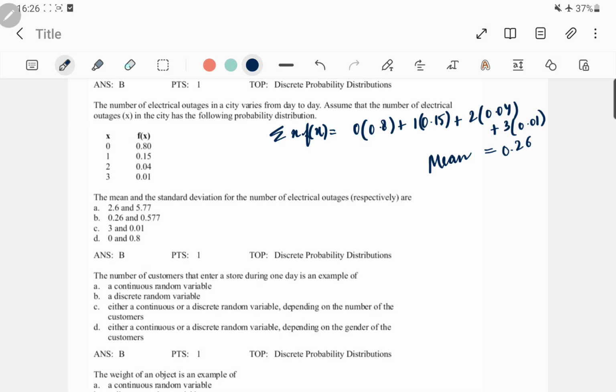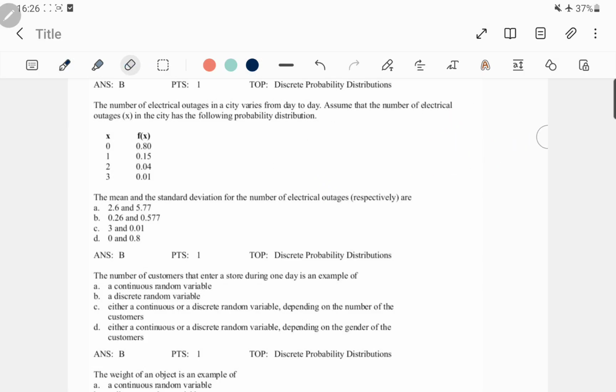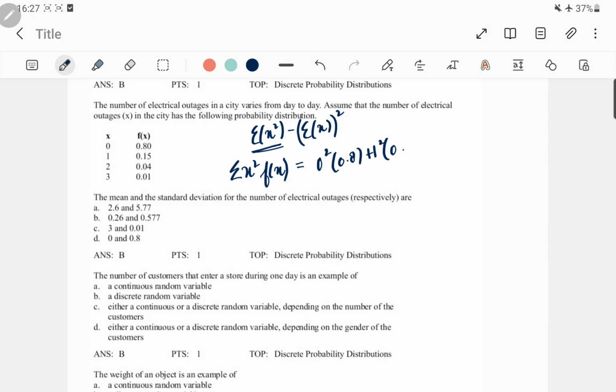Now, we also have to discuss the variance. Variance will be calculated as expectation of x square minus expectation of x whole square. Now if we try to find expectation of x square, if you remember, it will be nothing but summation of x square f(x). If I open this up, we will have 0 square into 0.8 plus 1 square into 0.15 plus 2 square into 0.04 plus 3 square into 0.01. So this is how we will get expectation of x square.